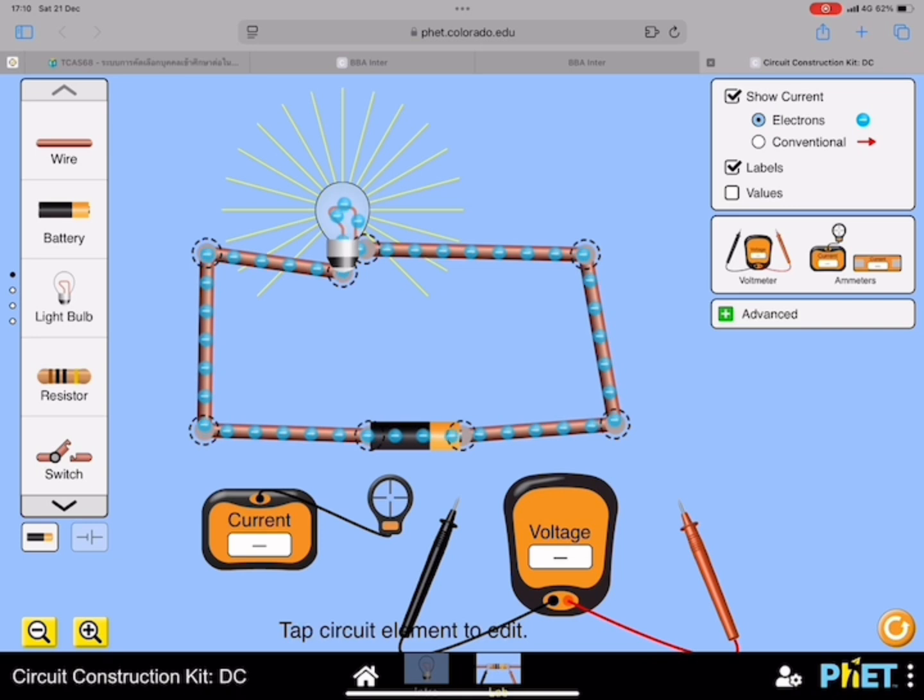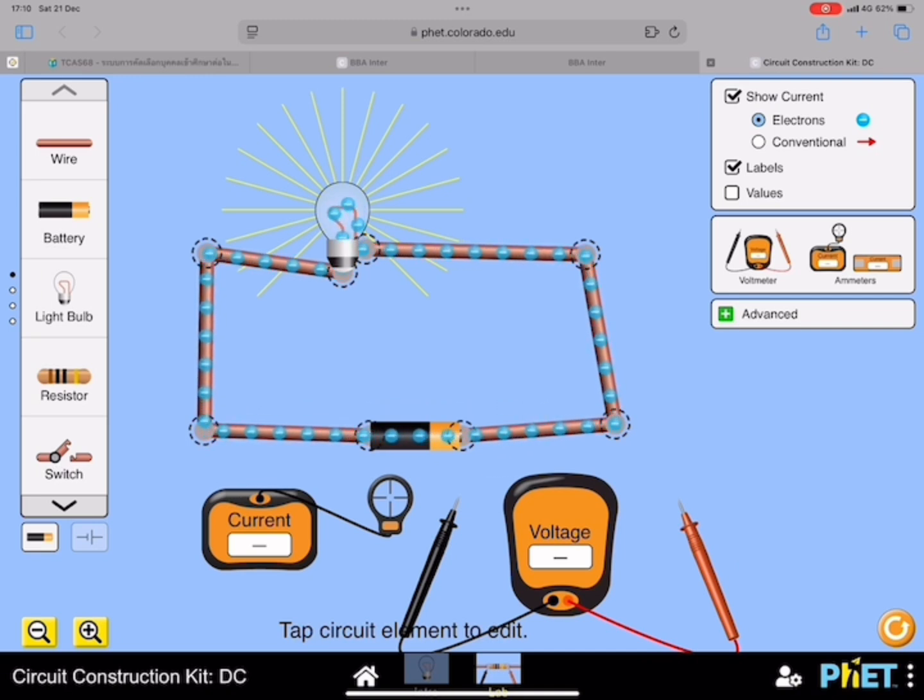And let's move on to the voltmeter. A voltmeter measures the voltage, or the potential difference, between 2 points in a circuit. Voltage tells us how much work is done per unit charge to move a charge between those points, and it is expressed as V equals W over Q.